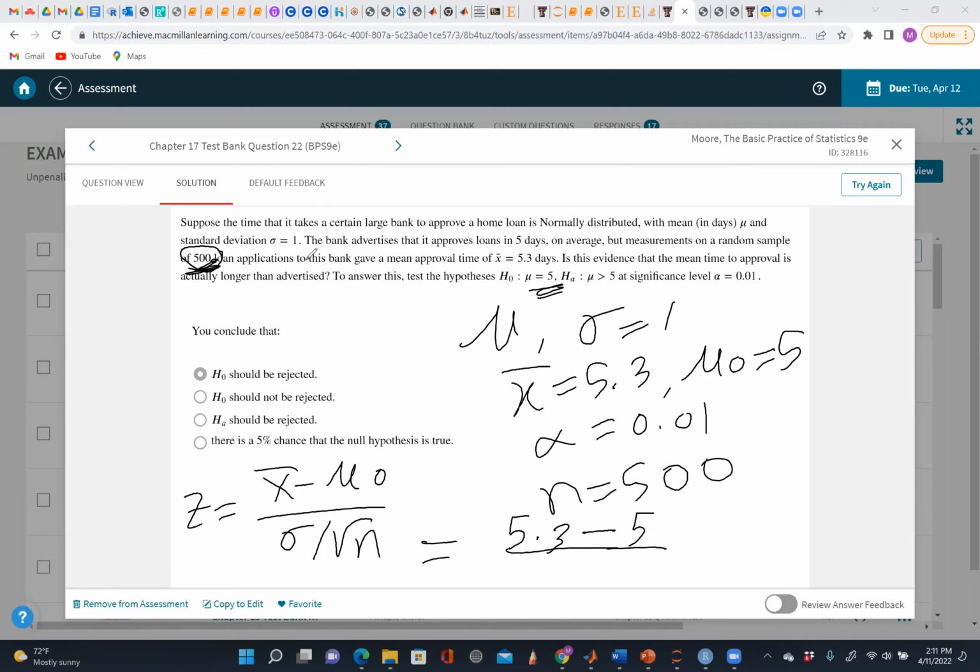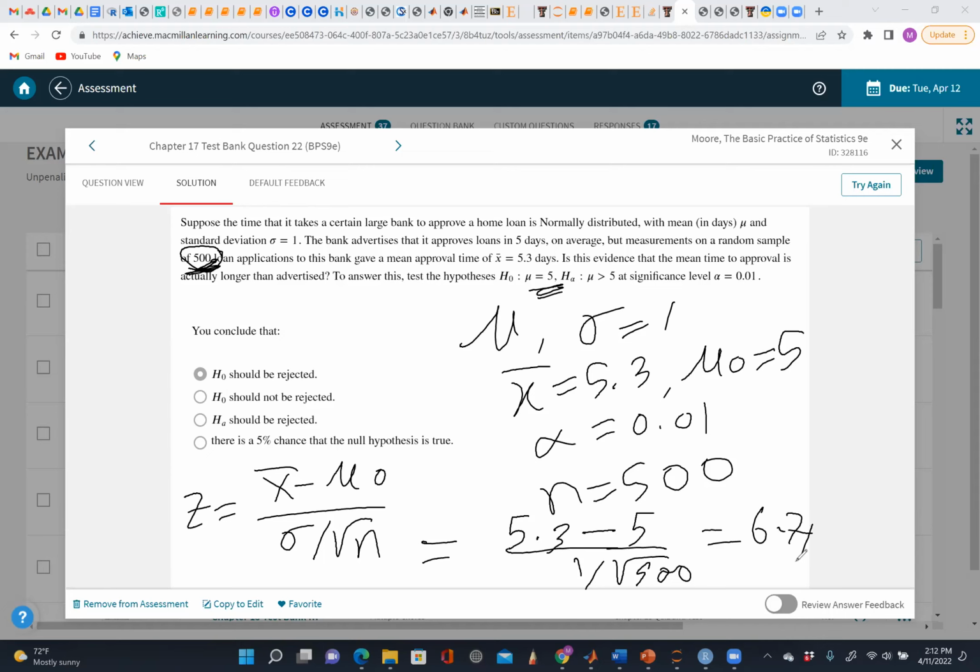So sigma is 1 over square root of 500, and you will get the test statistic after simplifying this. Now you need to calculate the p-value. Let me calculate the test statistic first: 5.3 minus 5, divided by 1 over square root of 500, so times the square root of 500. So it is 6.71. The test statistic is 6.71.